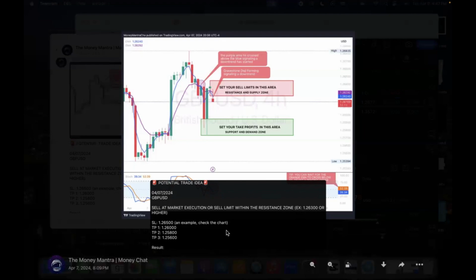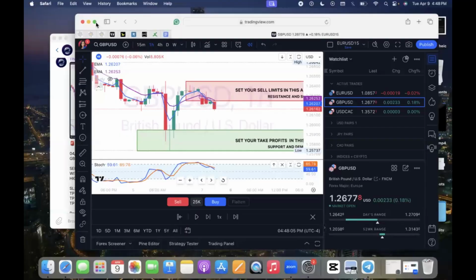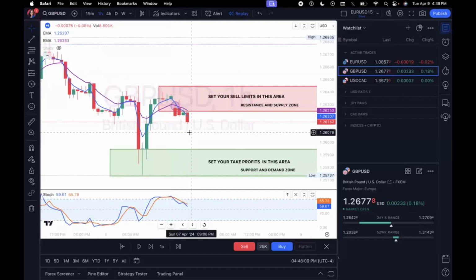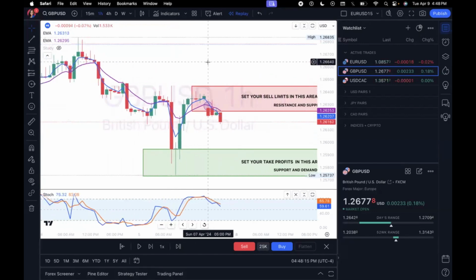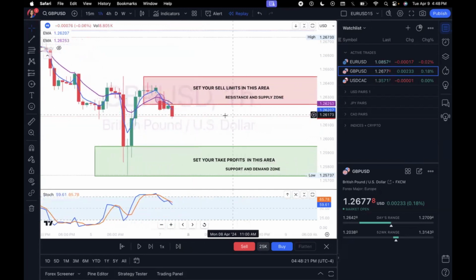I usually do 40, but we're going to go ahead and head over to TradingView and we're going to see how this trade actually played out and what I was thinking when I took this trade. Now, again, this trade was posted on Sunday when the market first opened. And the first thing I noticed was that the market had already been rejecting this previous resistance zone.